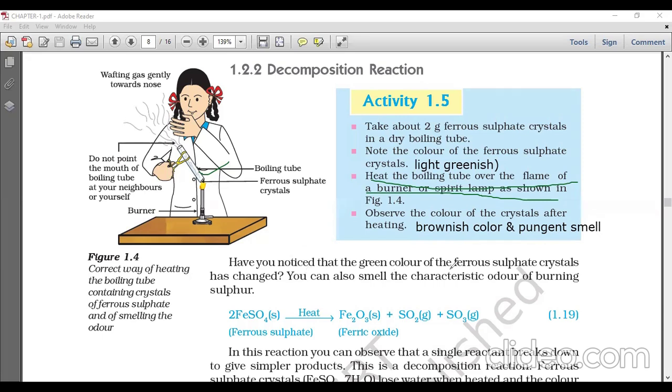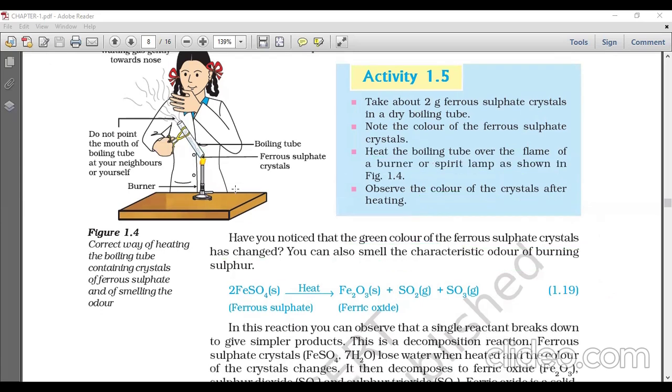Now, have you noticed the green color of the ferrous sulfate? The green color, when heated, changes into brown. You can also smell the characteristic odor of burning sulfur. Even when you burn sulfur, it gives a very strong smell, and that smell is called pungent. The same strong smell comes from this gas when we burn this.